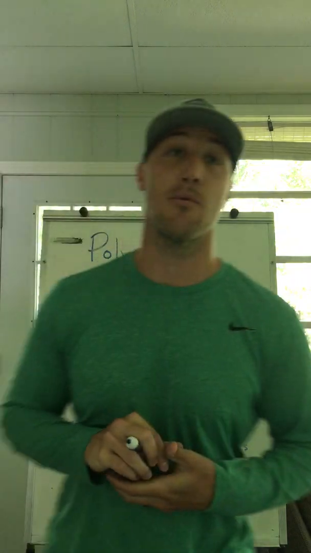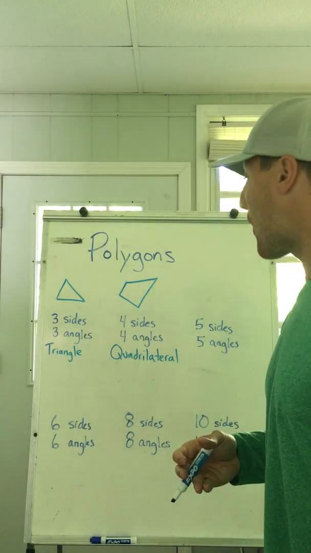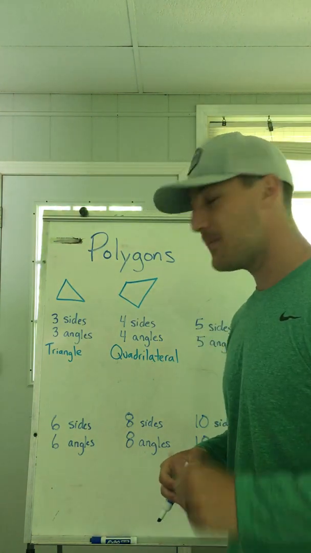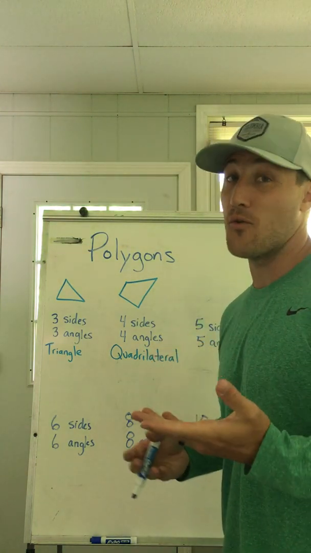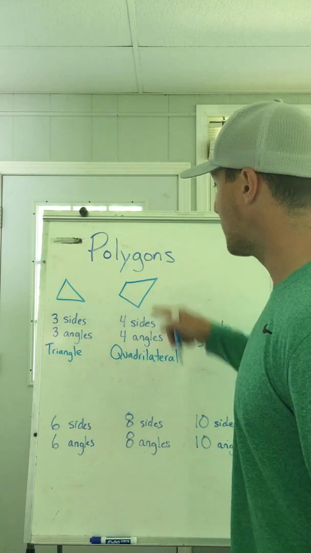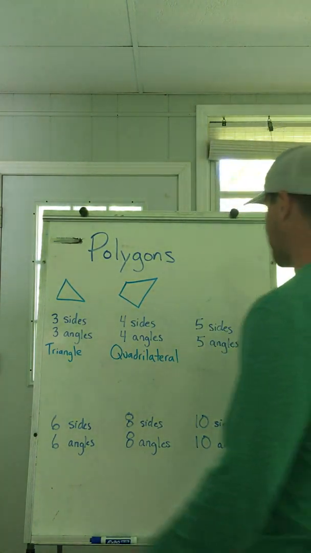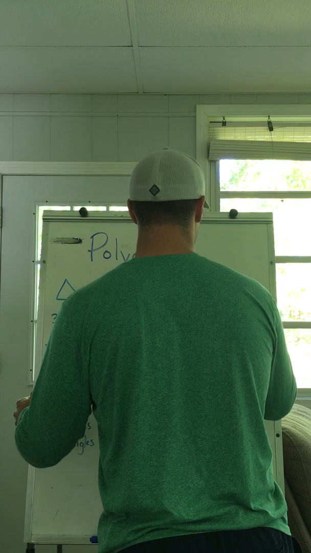And also you might know someone who has or rides on a quad. How many wheels are on a quad? 4 wheels. 4 wheels on a quad or 4-wheeler. 4 sides and 4 angles on a quadrilateral. 5 sides and 5 angles. Let's draw this one. Boom.